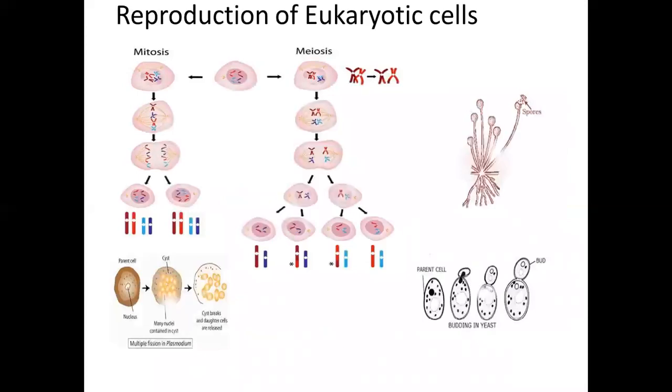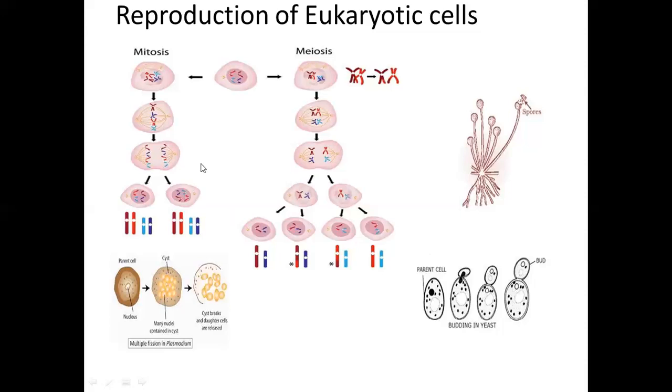So reproduction in eukaryotic cells can be asexual or sexual. The most common form of asexual reproduction is mitosis. Mitosis happens such that the cell is going to grow to double its size, and then it divides to form two identical cells. These daughter cells will be identical.